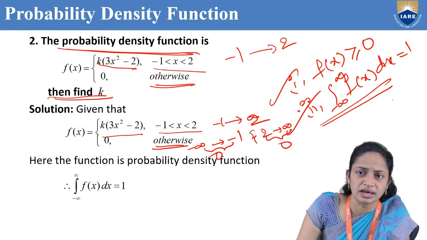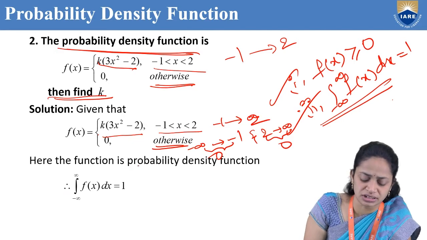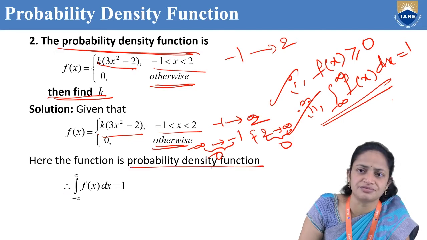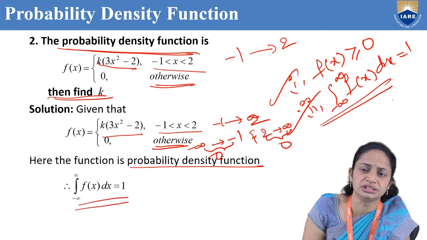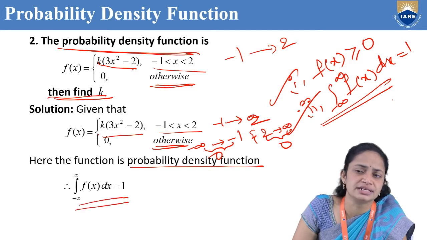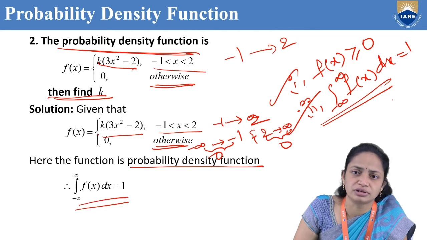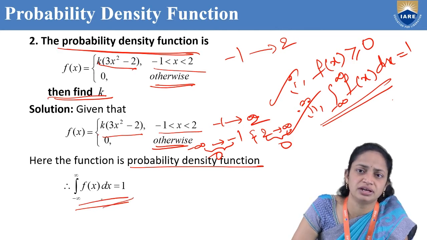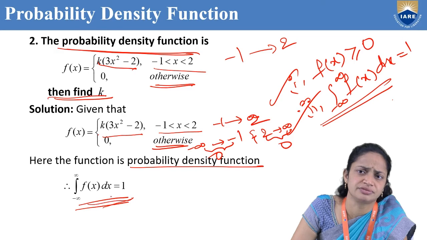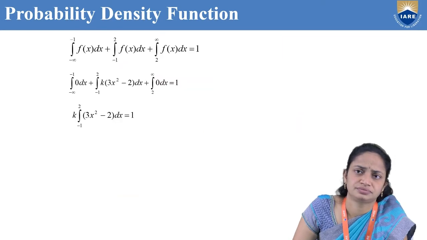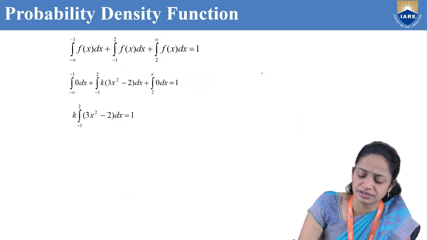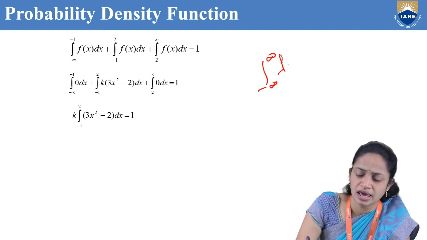Okay. So here the function is a probability density function. That's why we are using the second property of the probability density function to find the k value. So what is our second property? The integral from minus infinity to infinity of f of x dx equal to 1, right?